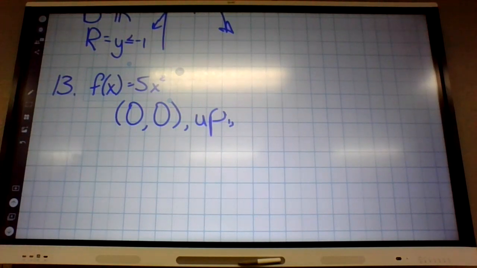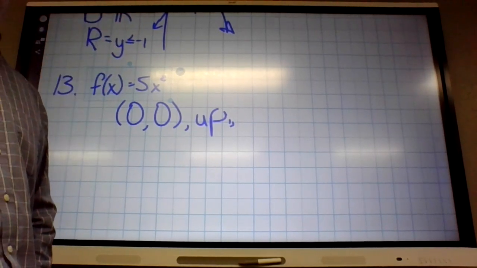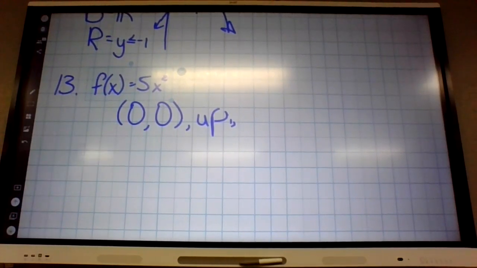Okay, the range is y is greater than or equal to 0. They kind of told us. It's because you're starting at (0, 0) going up, basically. Okay, compared to f of x equals x squared, is the graph going to be steeper, flatter, or the same as normal? Those are 3 options. Steeper, flatter, or the same as normal.